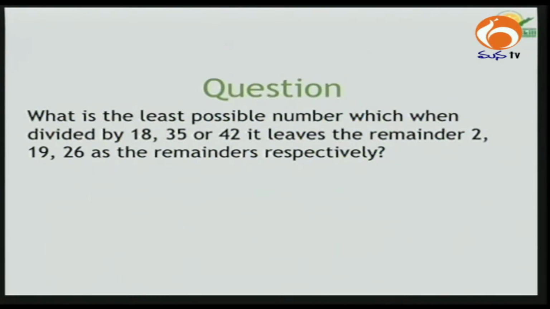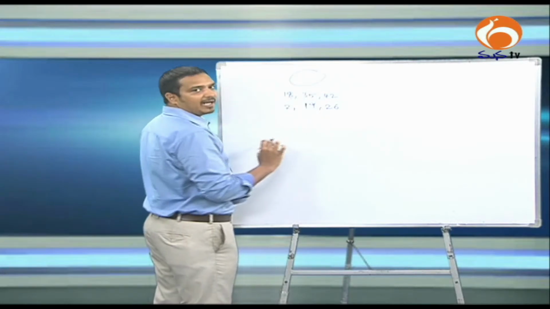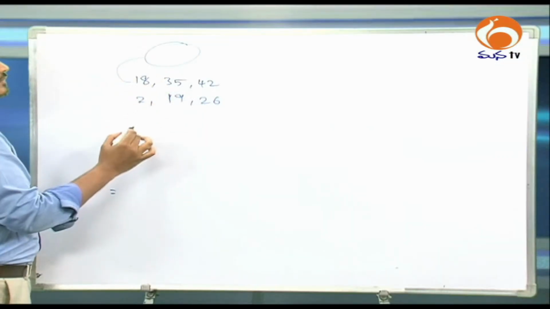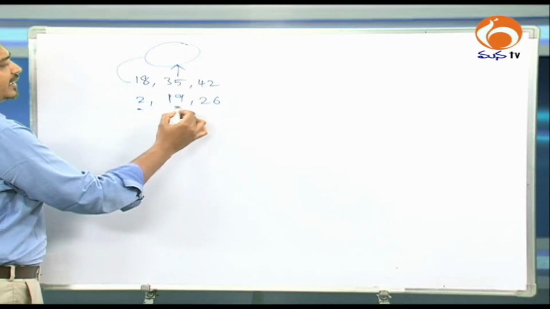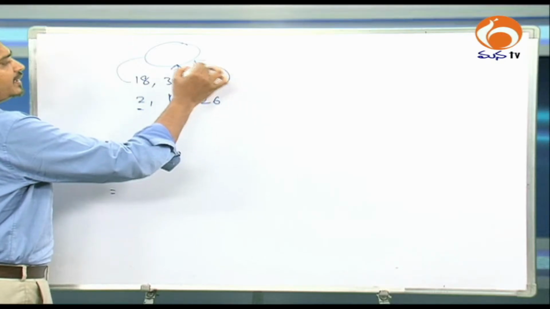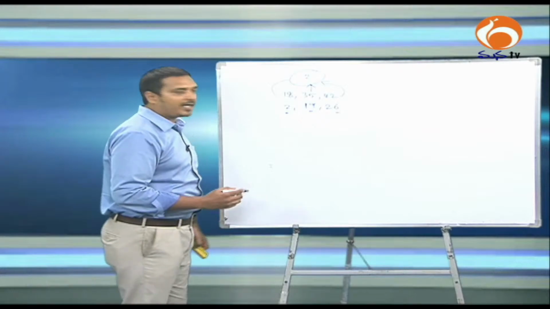So 18, repeat the number, 18, 35 and then 42. And what are the remainders? 2, 19, 26. Alright, now if you see, let's say we have a number. So when 18 divides this number, we are getting a remainder 2. And when 35 divides this number, we are getting the remainder 19. When 42 divides this number, we are getting a remainder 26. Now the question is what this number is. Okay, it is so simple.